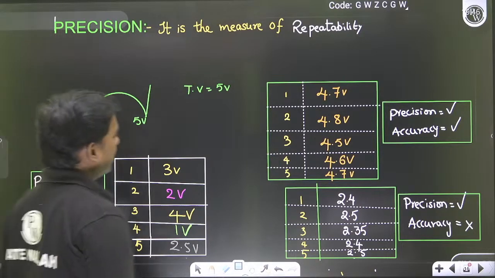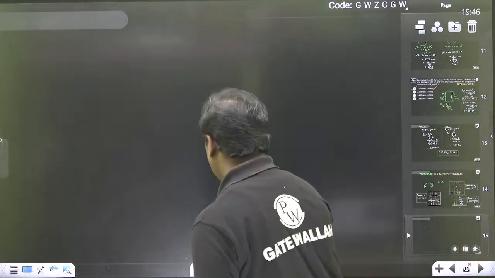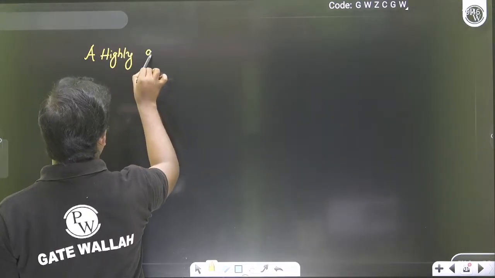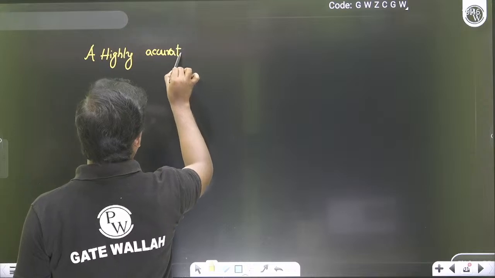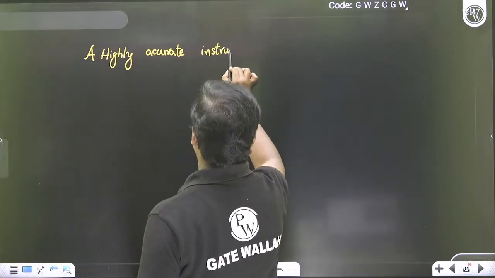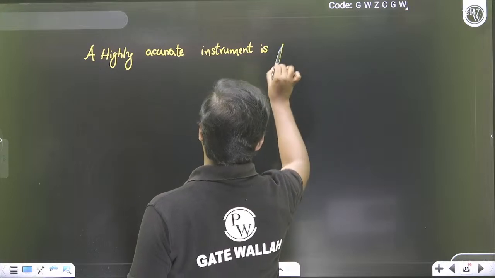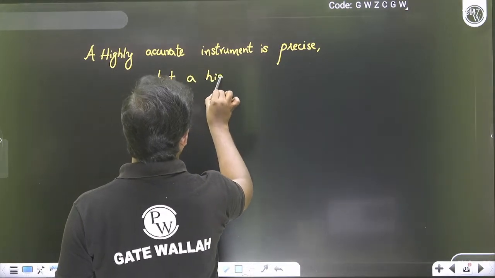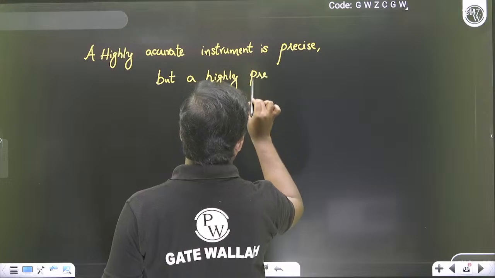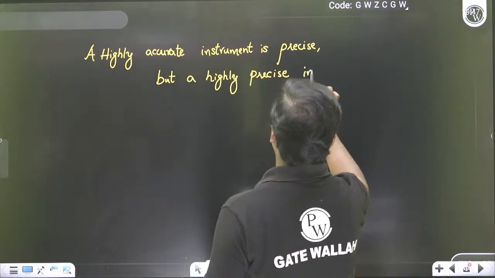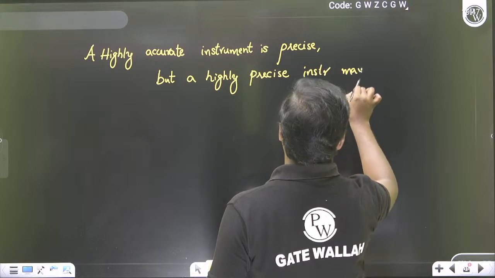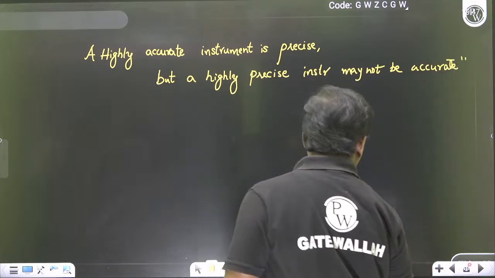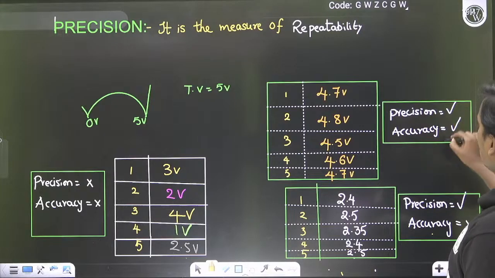So what is the statement I can say? A highly accurate instrument is precise, but a highly precise instrument may not necessarily be accurate. Am I right or not? If you see here, it is highly precise, but is it accurate? No. If it is highly accurate, it is automatically highly precise.